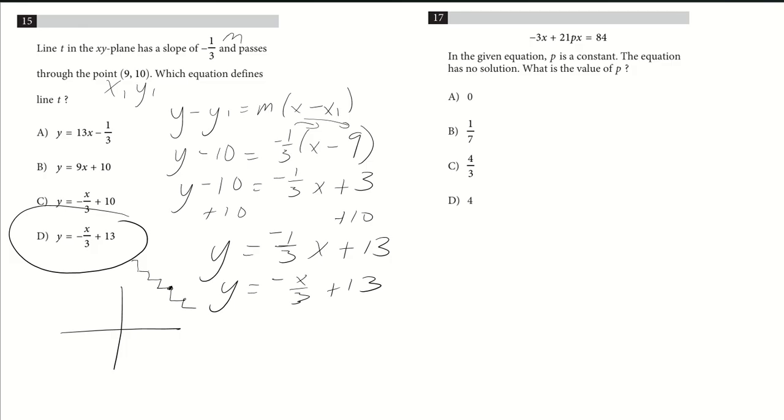But that's my least favorite method. I think my most favorite is for you to put it into point slope form, or either for you to put the answers in Desmos.